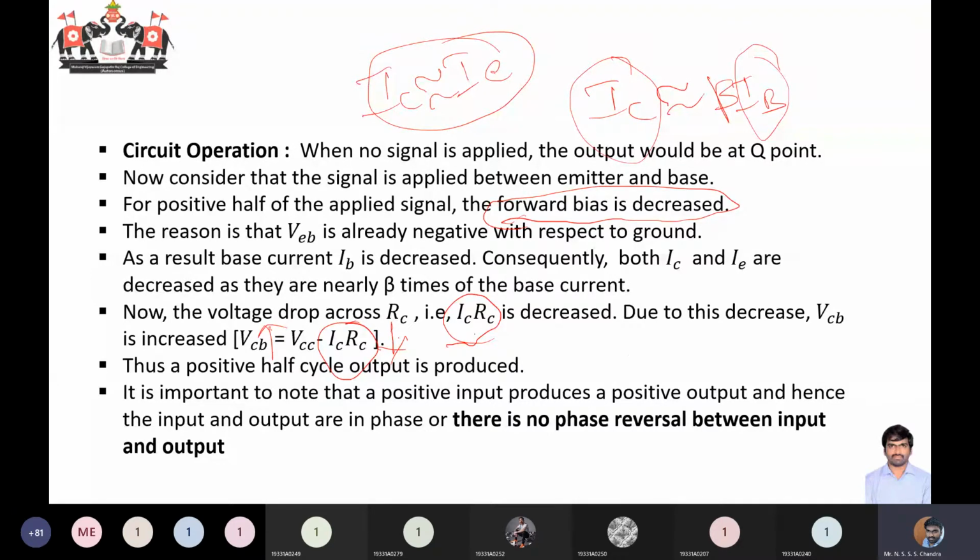Thus, if your VCB value is increased, it means that you are getting a positive half cycle. So the basic thing you need to remember here is there is no phase reversal, no phase shift between input and output. If you are giving a positive half cycle, you will be getting a positive half cycle. If you are giving a negative half cycle, you will be getting the negative half cycle only.